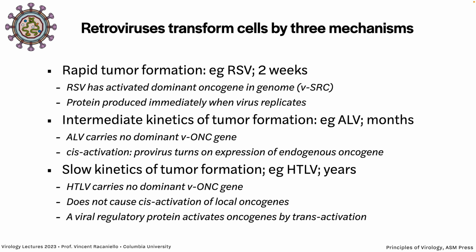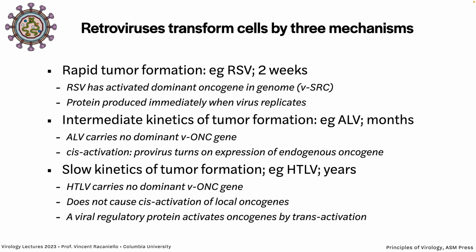And finally, there are retroviruses that take years to cause tumors. An example is HTLV, human T lymphotropic virus, which can cause cancers in humans. No dominant oncogene, does not insert next to an oncogene, but rather it encodes a regulatory protein, a transcriptional regulatory protein that's needed to turn on viral transcription. And that protein happens to also turn on cellular genes that are involved in cell division. So that takes a lot longer.